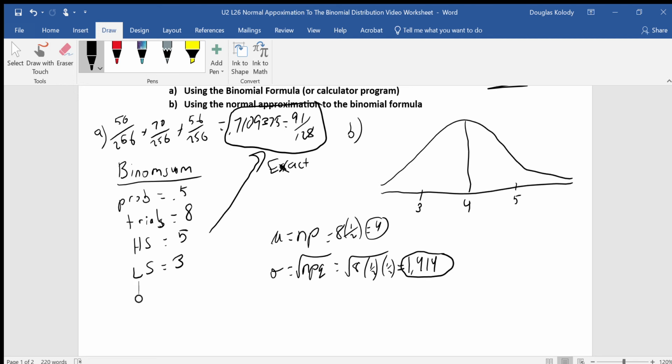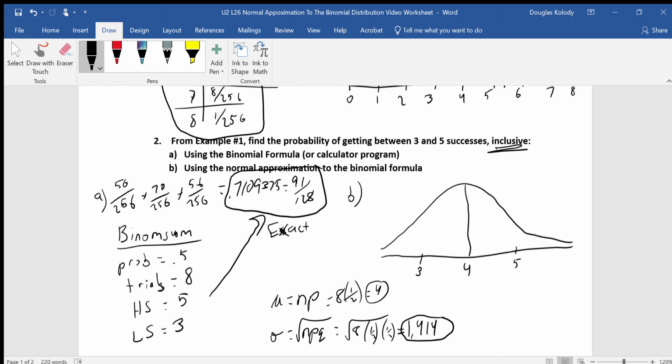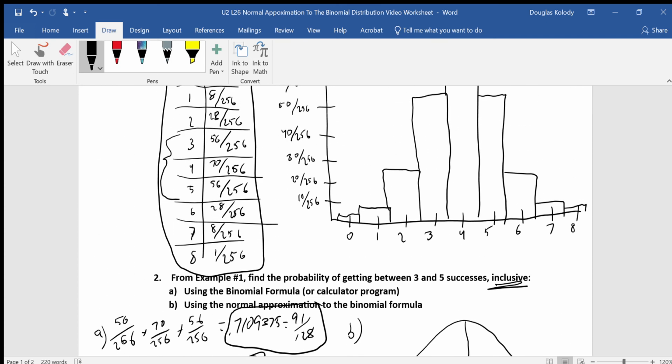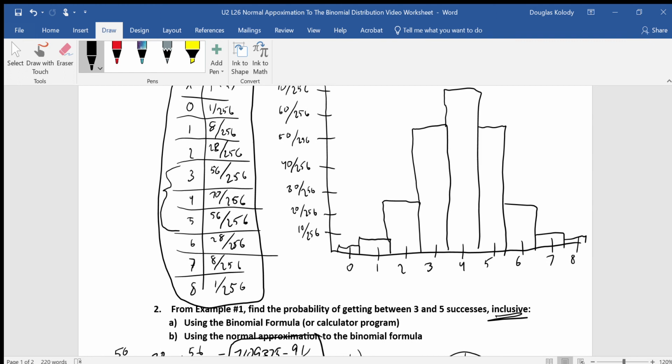There's one huge issue here, and this is the main part of this lesson, something you have to get down. Okay, look back up at the histogram. Notice that the third rectangle doesn't begin at 3. It begins right here. This is an important point. Notice that the fifth rectangle doesn't end at 5. It ends right here in between 5 and 6. The third rectangle actually begins at 2.5. And the fifth rectangle actually ends not at 5, but at 5.5.